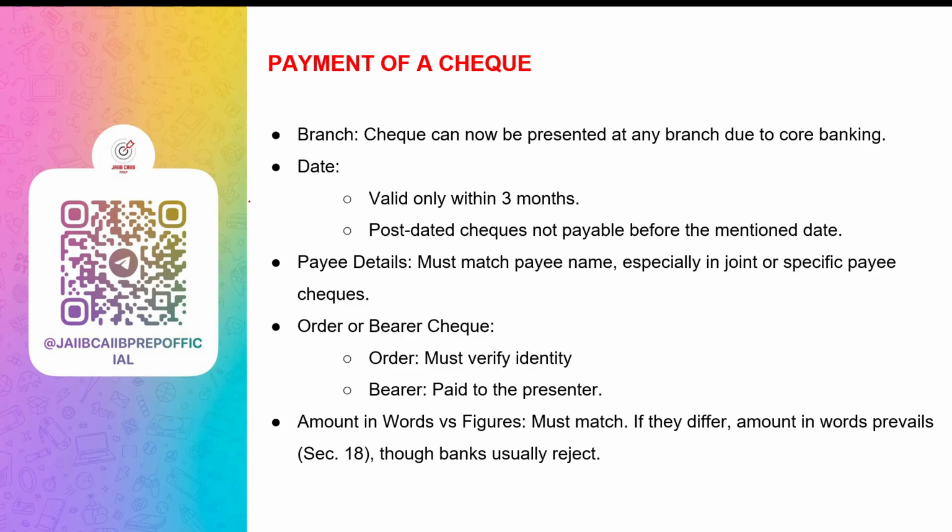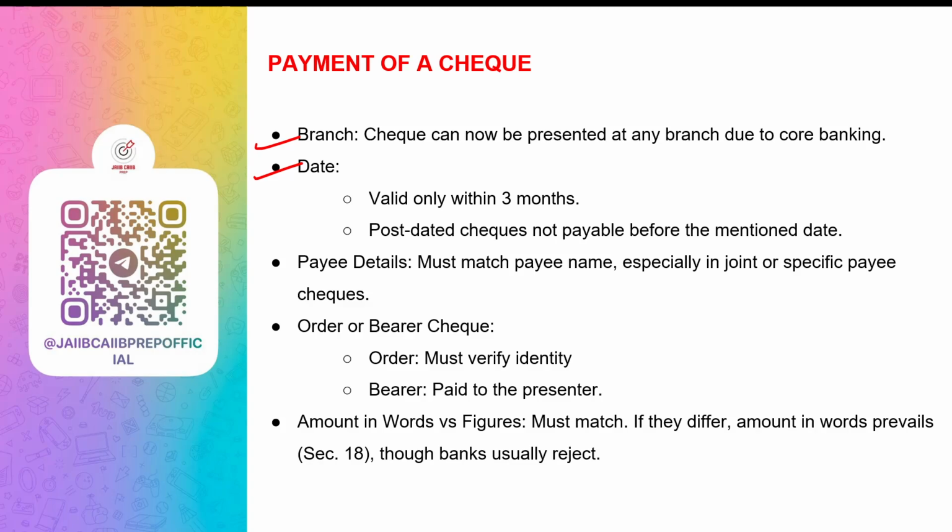Number two, date. Banks look at the date on the check. The date must be current, and if the check is dated more than 3 months earlier, it is considered stale. So the validity period is 3 months. Earlier, it used to be 6 months, but in 2012, it was reduced to 3 months. So it is considered stale and cannot be paid.